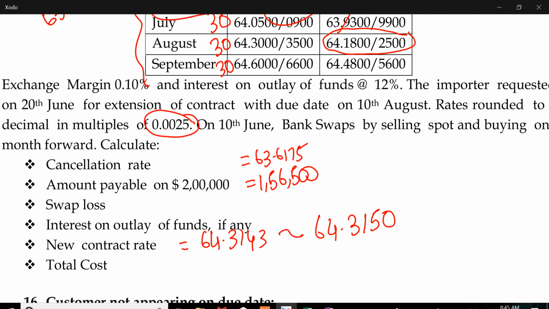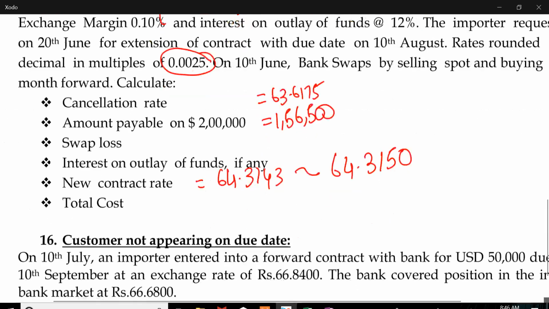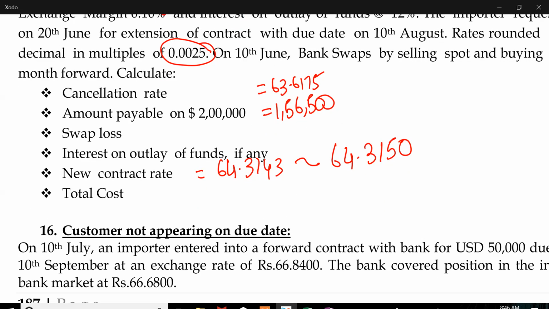Any doubts on this? We'll do one more problem so that the understanding becomes a little better. Here they have asked for a new contract. Sometimes they may ask for cancellation or extension or honor, which we are going to see in the next question. Any doubts till now? I'll again explain the steps. Cancellation rate and amount payable, customer analysis. Swap loss, interest, banker analysis. Add both, that's the total cost. New contract rate, whatever we have explained till now. That is nothing new for you guys.